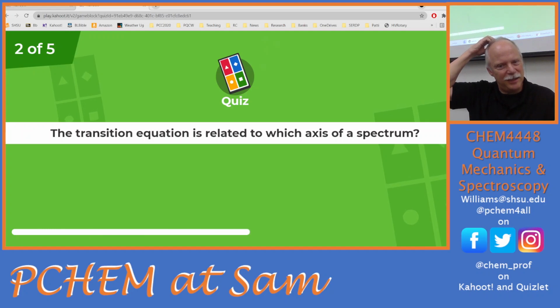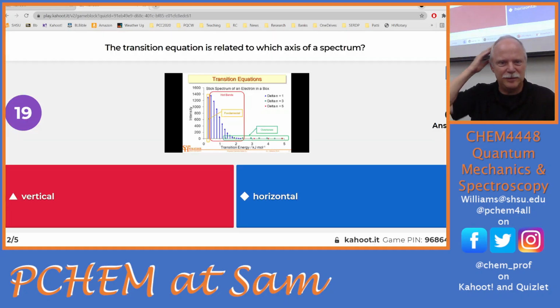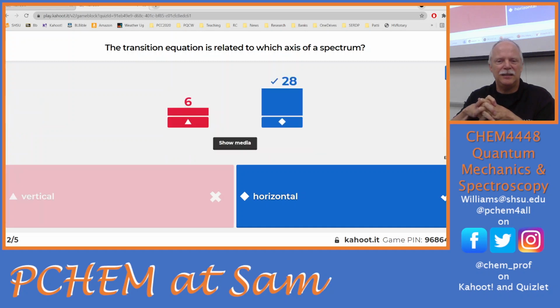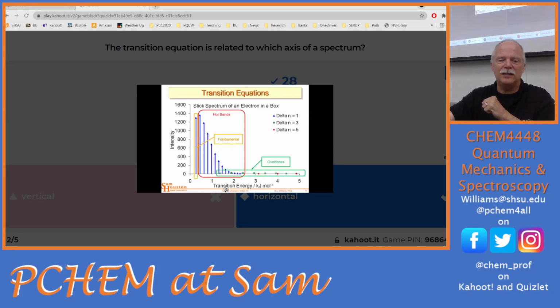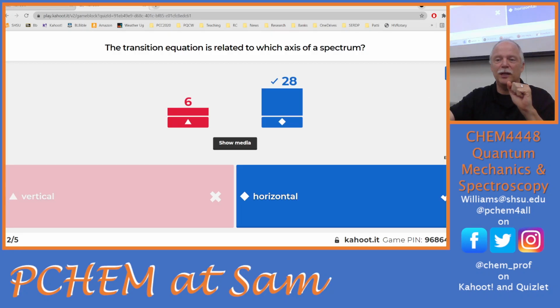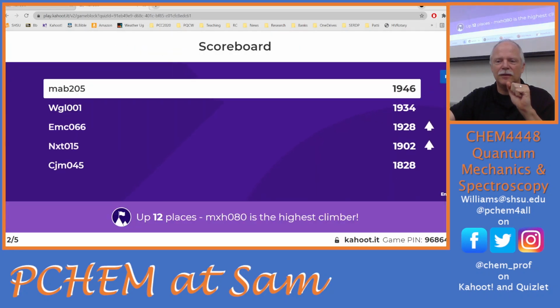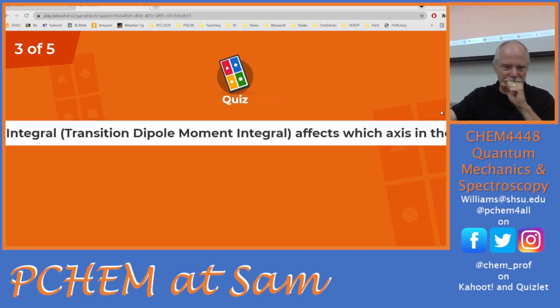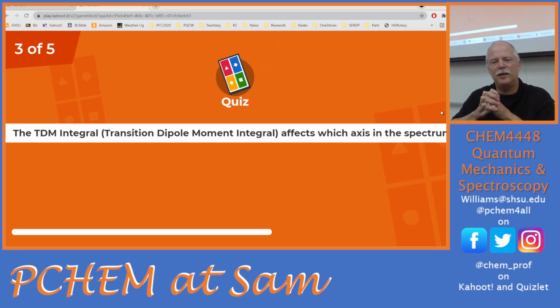Number 2, transition equation is related to which axis of the spectrum? Look carefully at it, the transition equation. Oh, good. I was expecting more people to have trouble with that. Okay. So we have transition stuff everywhere. There's the transition equation and the transition dipole moment integral. So let's see. All right, rising stars. So the transition dipole moment integral affects which axis of the spectrum?